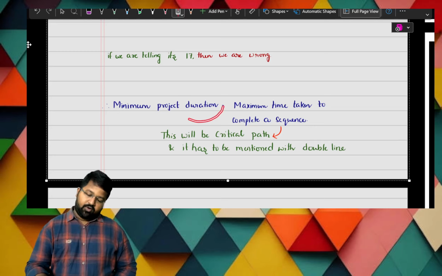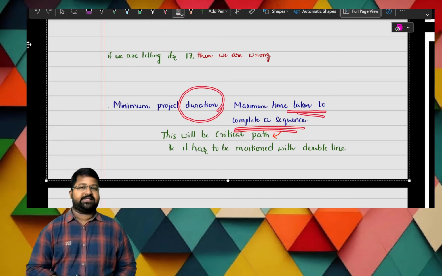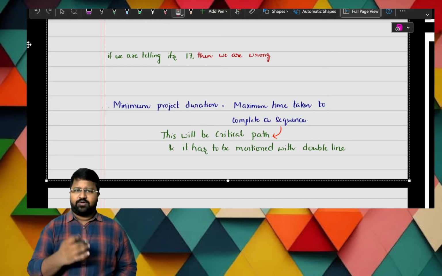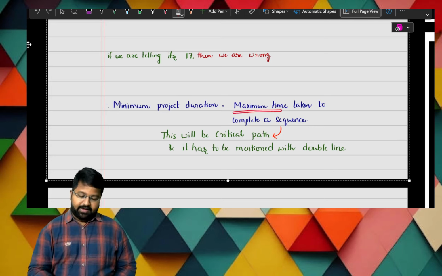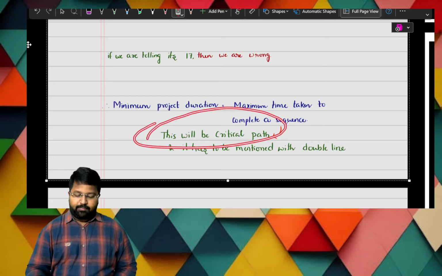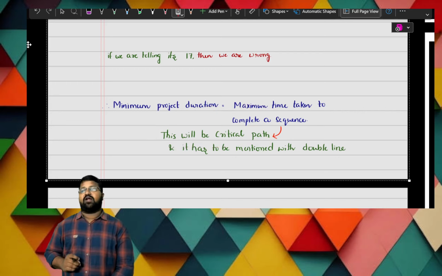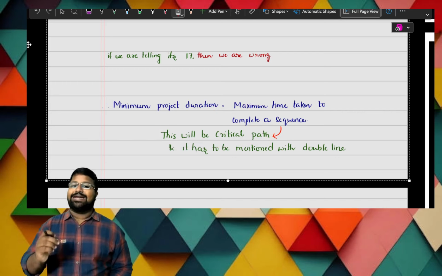Minimum duration of the project is equal to the maximum time taken to complete a sequence. We have shown the four paths now. Of the four paths, the highest duration, the maximum time, is that one. This will be the critical path. The project duration we are getting now is also known as the critical path.